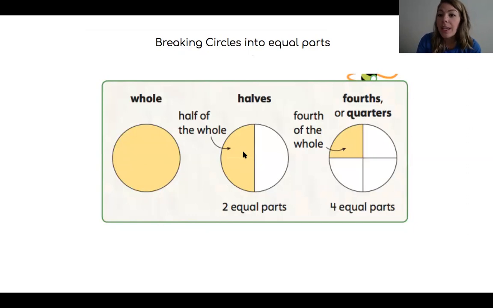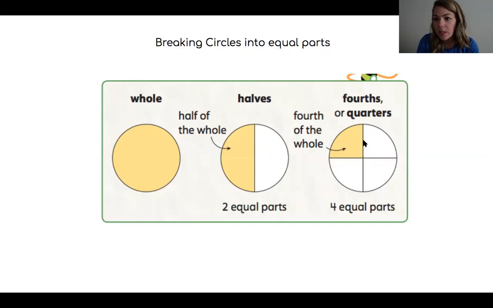Halves means you're taking half of the whole. You're going half, my half, your half. These are two equal parts. This part is just the same amount of pizza as this side is. It is equal and it is halves. Okay, so 2 equal parts means half or halves.